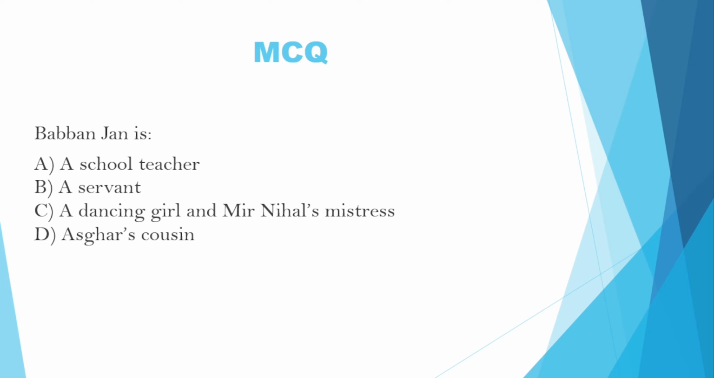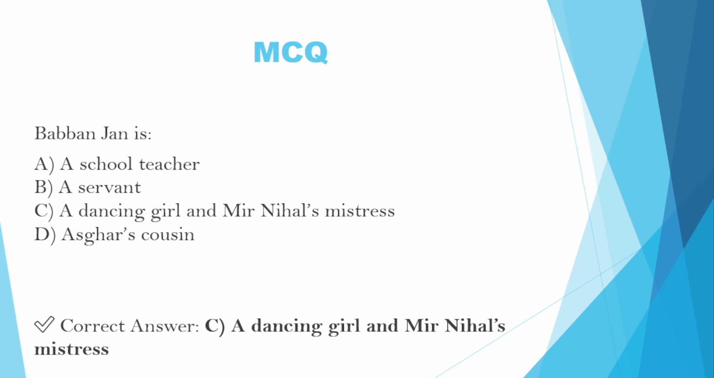Forster. Next question is, Babban Jan is option A school teacher, option B servant, option C dancing girl and Mir Nihal's mistress, option D Asghar's cousin. The correct answer is C, a dancing girl and Mir Nihal's mistress.